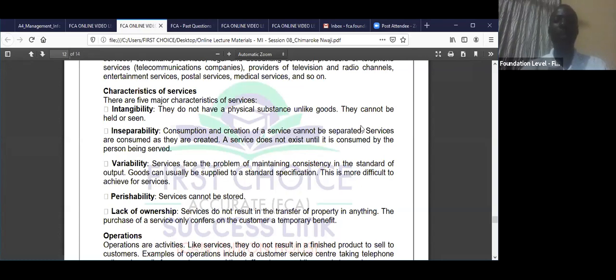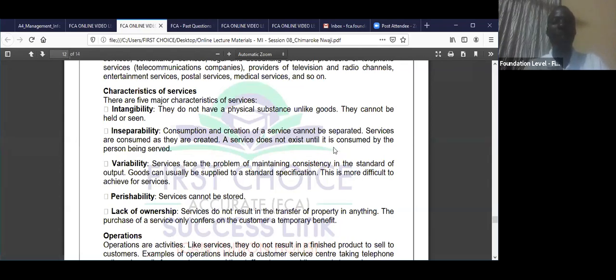Then we talk about inseparability. You cannot separate consumption from the creation of the service. As I'm creating the service, simultaneously you are consuming it. So it's not like goods that you create separately and then look for who to consume. As it's created, it's consumed. It is not being saved.